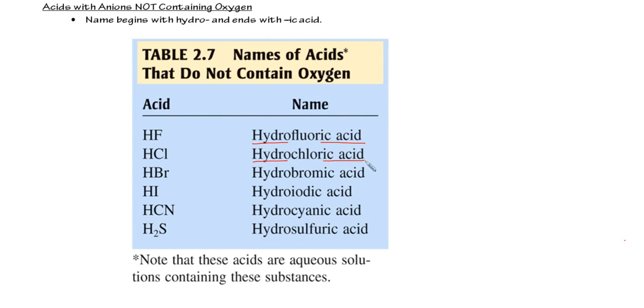acid, hydrobromic, hydroiodic, that one's kind of fun, hydrocyanic acid, hydrosulfuric acid. All of these are named really similarly. I can tell it's an acid. It's got hydrogen on the front end. So I know I'm going to end it with the word acid. I'll start it with hydro, and then it should end ic acid. Not bad.